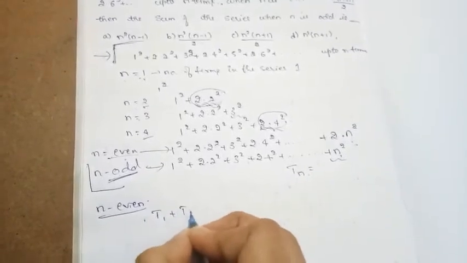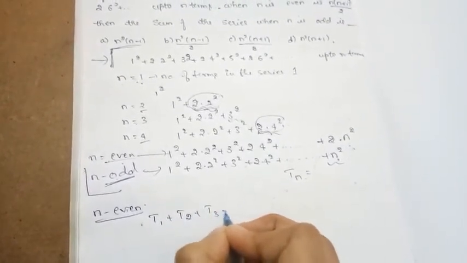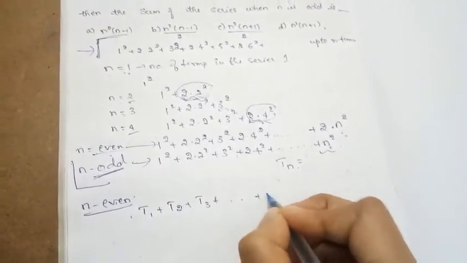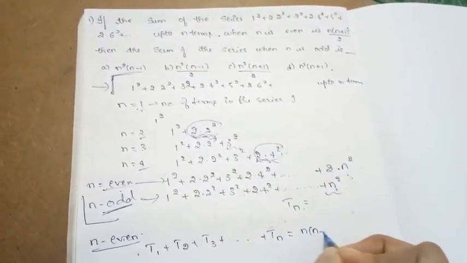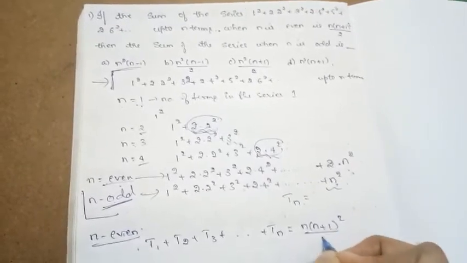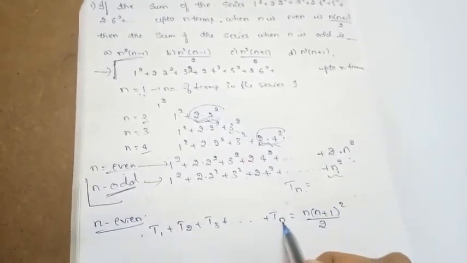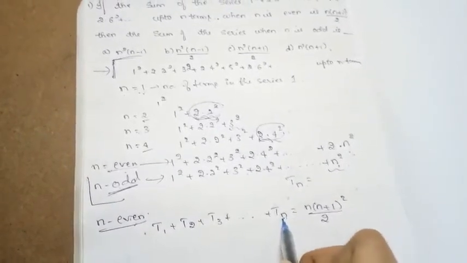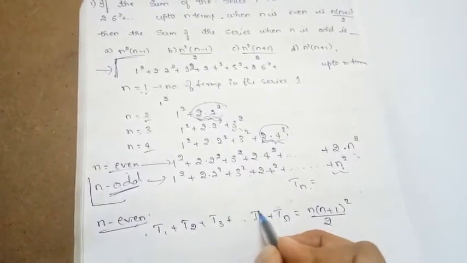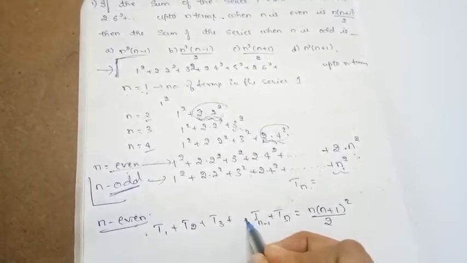T1 plus T2 plus T3 plus so on plus Tn is equal to, what is the sum? n into (n plus 1) whole square divided by 2. Here n is what? Here n is even. So when n is even, what happens to the previous term, T of n minus 1?